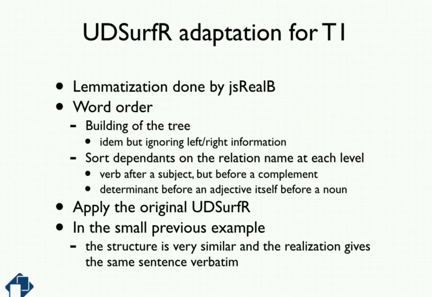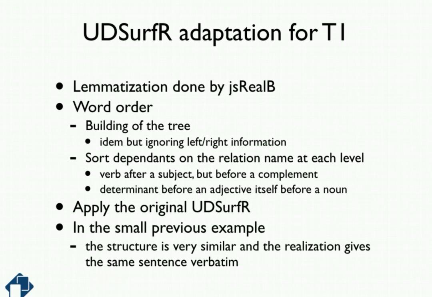So how do we do this? The first task, the lemmatization, is already done by GSReal, so this part of the T1 task is dealt with, and the rest is word order. So what we do is that we build the tree, right? The tree structure is more or less correct, then we sort the dependents on the relation name at each level.